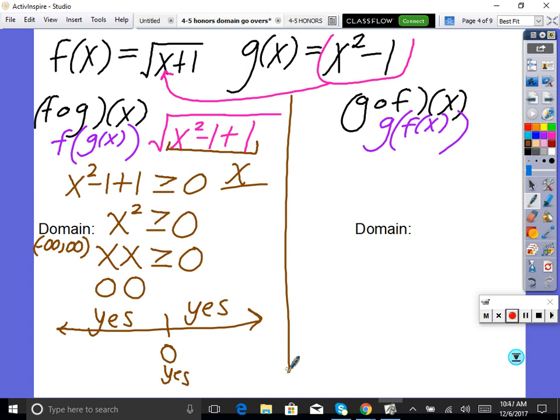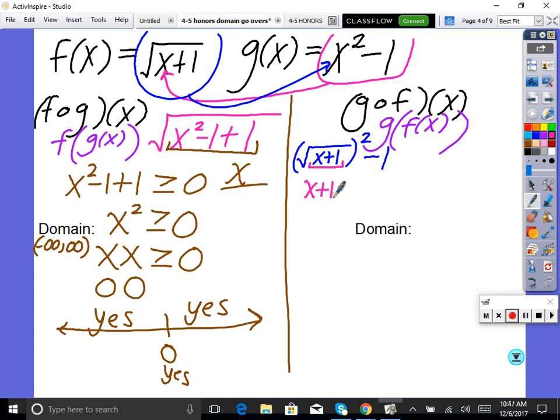This one's the one that people simplified and then found the domain, getting it wrong. You take this one, plug it in here. So we have the square root of x plus 1 squared minus 1. Before you simplify, you have to state the domain. So look right here. Isn't my true statement x plus 1 must be greater than or equal to 0? Solve for x. It's linear, so we can just solve. X must be greater than or equal to negative 1.